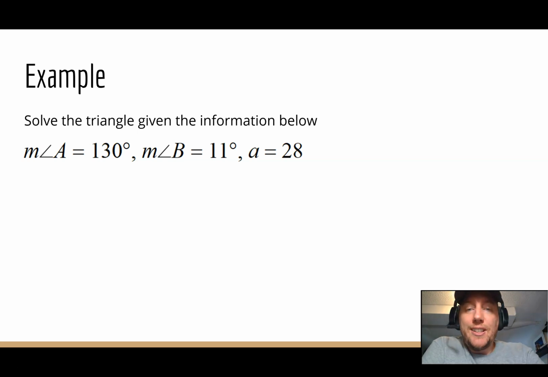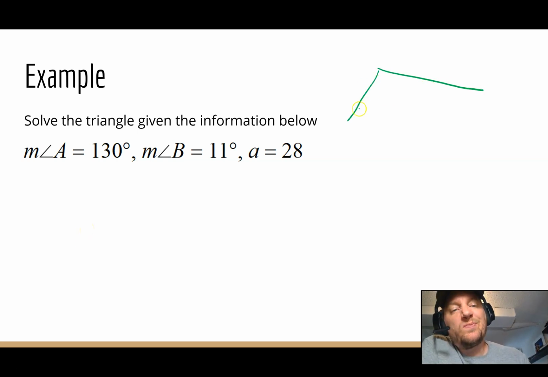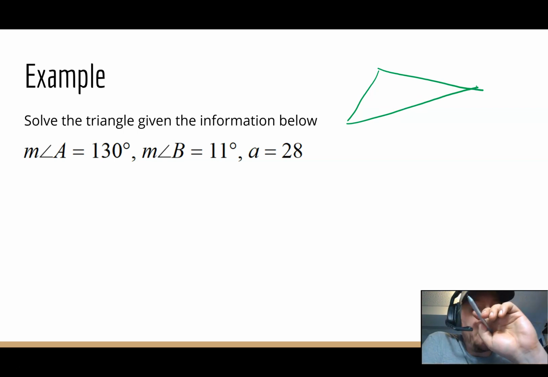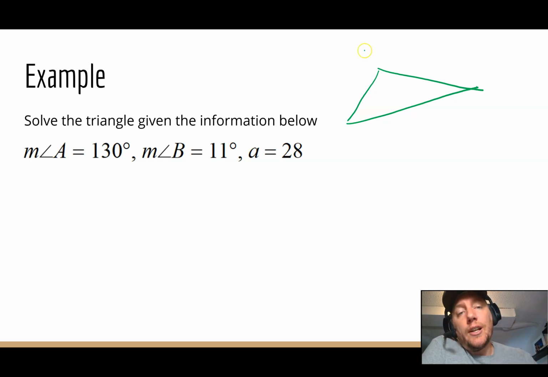Solve the triangle given the information below. So we have two angles and a side. Remember, you want to draw these out and label them accordingly. Try and draw it to where it kind of makes sense. So angle A is 130 degrees. This one looks obtuse, so I'm going to put it there. Angle B is 11 degrees. I'm going to put it there since that's pretty small.